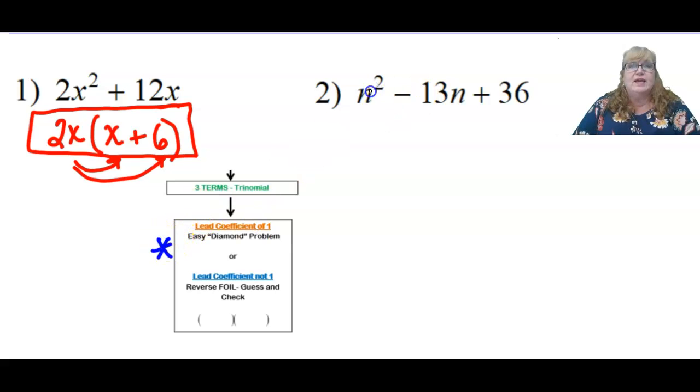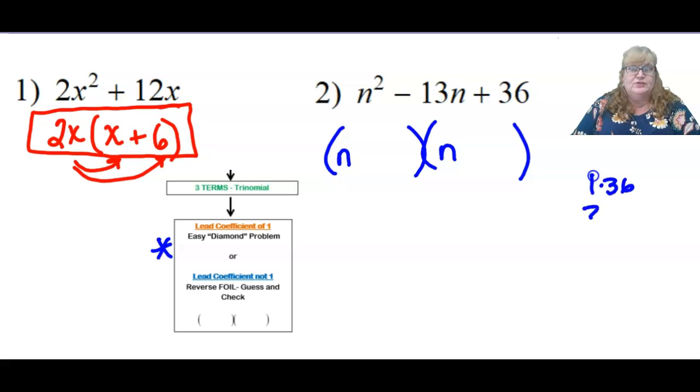All right, this is a trinomial, so we're doing this. We have three terms. They have nothing in common. So now we need to FOIL these backwards, or think about how this FOILed together. So n squared came from multiplying an n by an n. And 36, unfortunately, has a lot of factors. 3 times 12, 4 times 9, 6 times 6. I think I got them all now. But we need factors that'll make a 13.